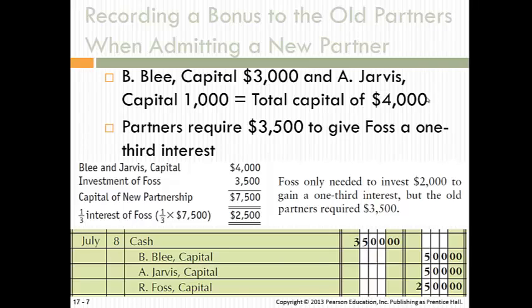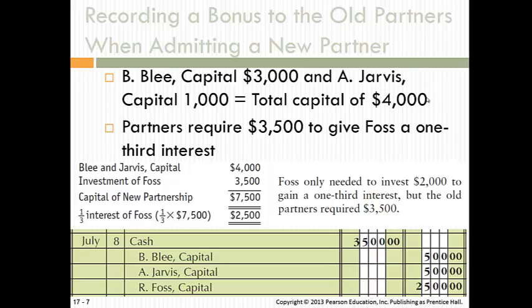So our goal is to journalize the transaction, so we need to determine what we credit to each capital account. Foss pays $3,500, which is a debit to cash. But how much is credited to his capital? He wanted a 1/3 interest. So if, after Foss's investment, the total equity of the partnership increases from $4,000 to $7,500, 1/3 interest would be $7,500 divided by 3, which is $2,500.